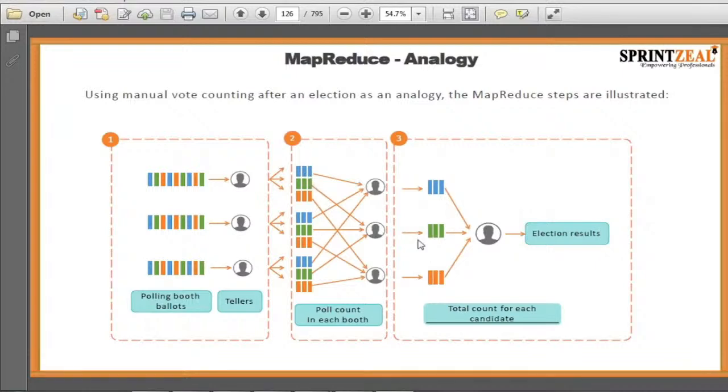Now if you see, there are two types of reduction happening. Some counting happens at the level of each booth, right? And then there is a final level of aggregation which happens at the final counting center, where the data is further reduced. So this is two steps, right? All the data coming in, there is a level of reduction happening at the count by each polling booth, and then the final count happening at the end, which is the final election result, right? So that's also how MapReduce works.